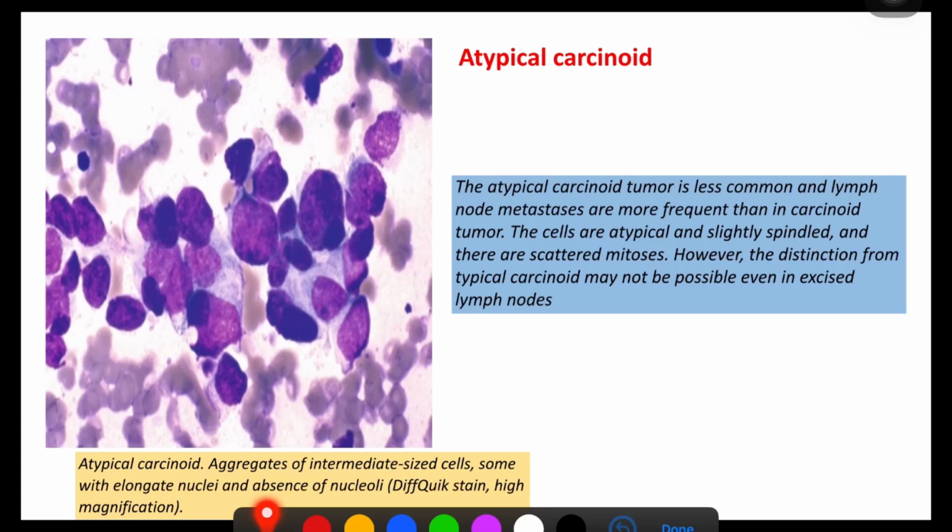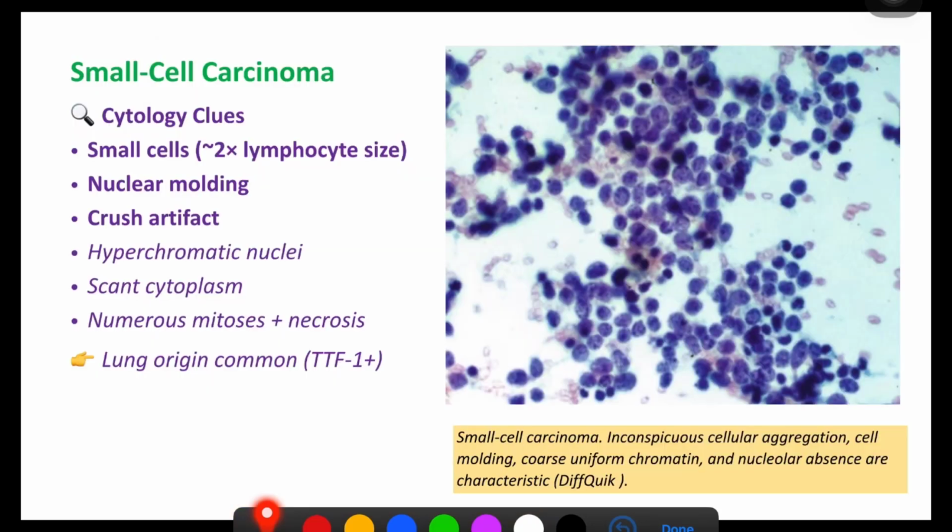Now atypical carcinoid is less common, but lymph node metastases are more frequent than with carcinoid tumor, and these cells are atypical and slightly spindling with scattered mitosis. Here you can identify a mixture of intermediate cell aggregates, some elongated nuclei, and you cannot identify nucleoli in these cells. So this is atypical carcinoid.